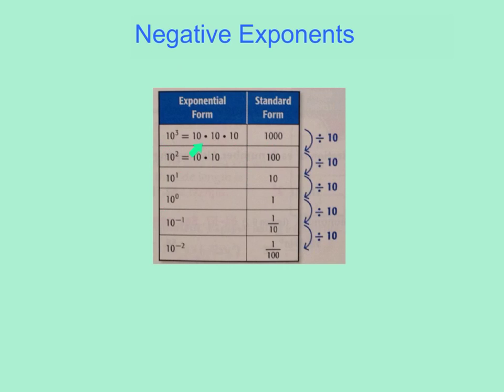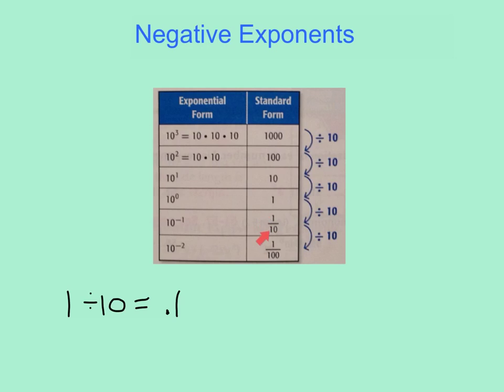So 10 to the third power, there's 3 tens that we're multiplying. 10 to the second power, it's 2 tens we're multiplying. Each time we go down one exponent, we're just dividing it by 10, right? We're dividing by 10, dividing by 10, dividing by 10. Now that brings us to right here, 1. Now if I divide 1 by 10, I get 1/10, which I can write like this.